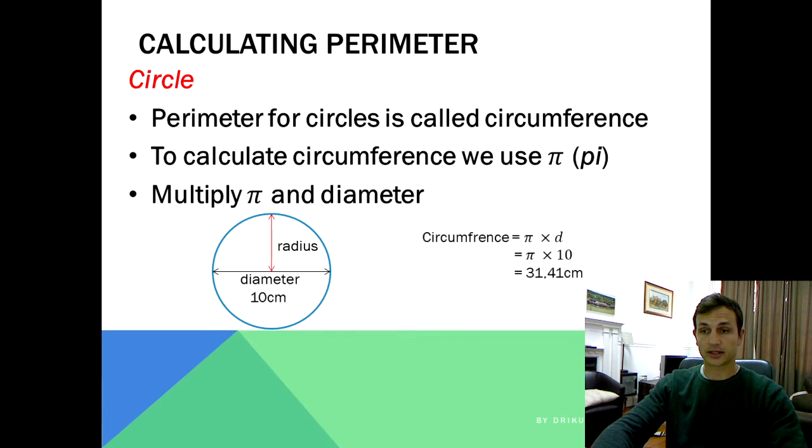Now if I want to calculate the circumference, like I said, you multiply pi times the diameter, and that would be pi times 10, which is 31.41 centimeters. Sometimes they don't give you the diameter, they just give you the radius. All you do then is you multiply the radius by 2 and then by pi, and you'll be able to get your circumference of a circle.